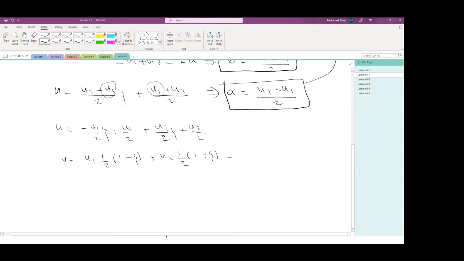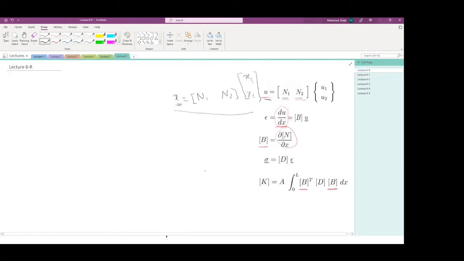All right, so this way I can simply write in matrix form half 1 minus xi and half 1 plus xi multiplied by U1 and U2. So this is basically the first equation we are going to find out. So this is the first equation. This is the equation in here. So this one I have been able to find.